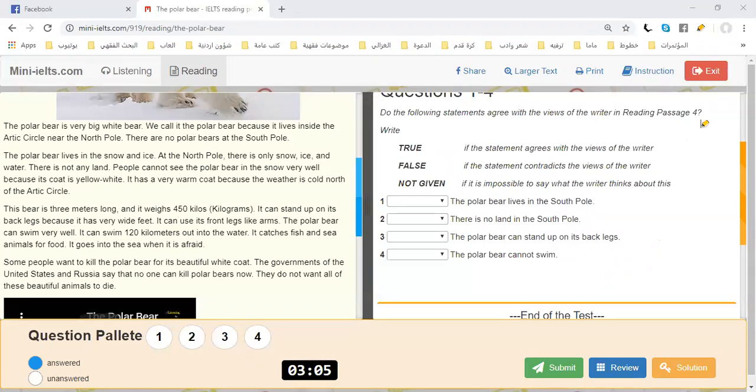Okay Fatima, and Mustafa, and Ayman. If you write them in one line it would be much better. Ayman. Okay, false, true, true, and the last one, Ayman. False, true, true, false.